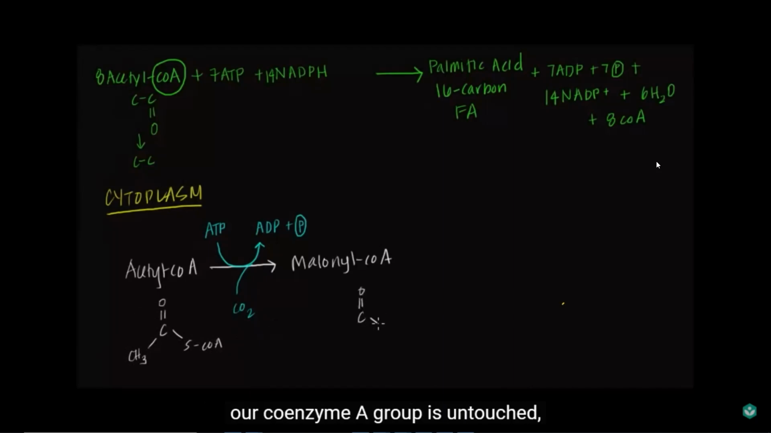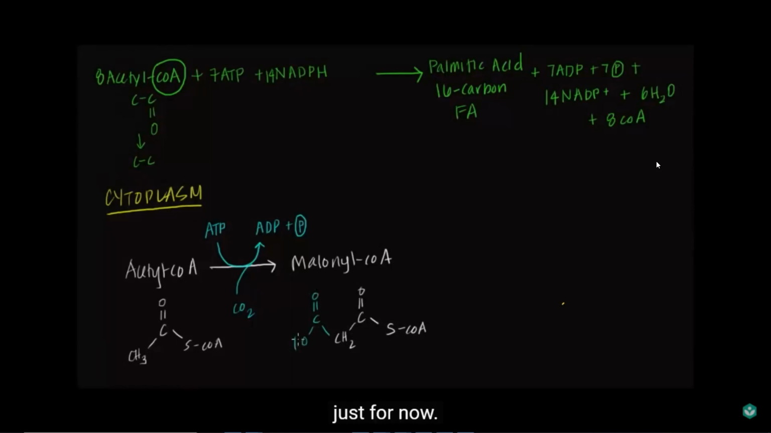And our malonyl CoA group looks very similar. So we have a carbon double bonded to oxygen. Our coenzyme A group is untouched, but we end up plopping off a hydrogen here and essentially adding on this carbon dioxide molecule like such. And I'll go ahead and put a hydrogen here just for now, but it might be protonated or it might not be, depending on the pH of the solution, obviously. But just to give you a sense here, this is what malonyl CoA looks like.